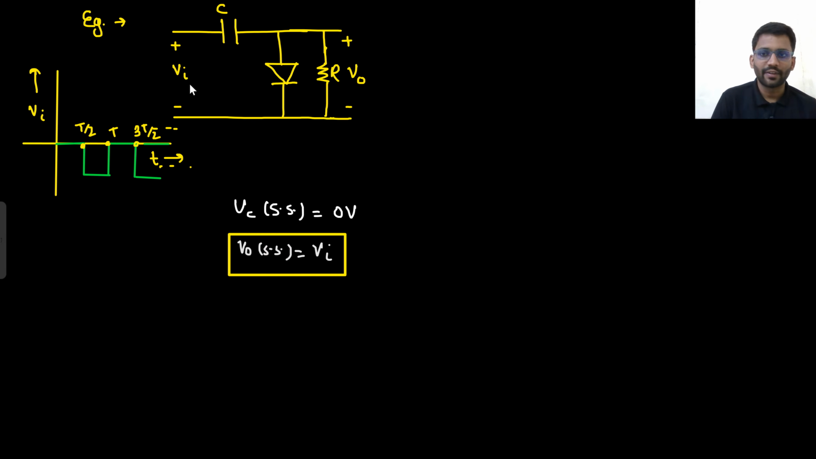Did you understand it? When I apply 0 volt here, I am assuming the diode turns on. If the diode turns on, that means the voltage here will be 0 in this direction. So still the voltage will be 0 volt in this direction. Still there is no charge on the capacitor. So this is the steady state voltage across the capacitor. Steady state voltage across the capacitor is 0 volt only.